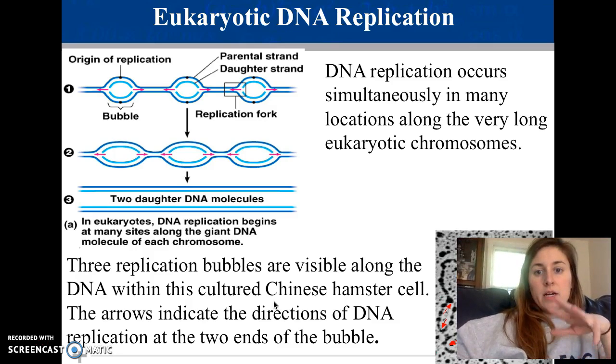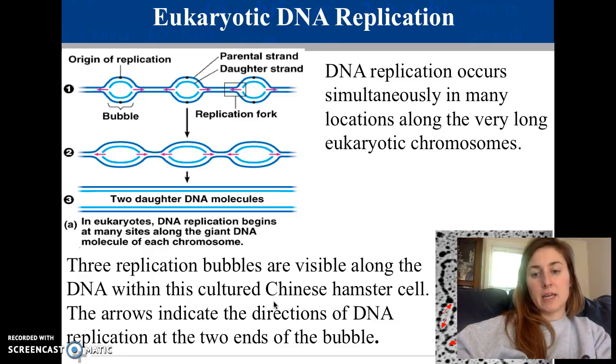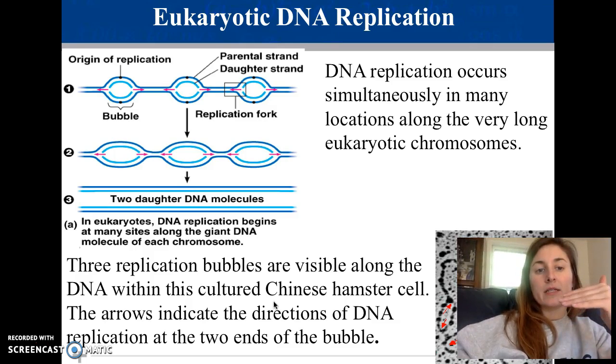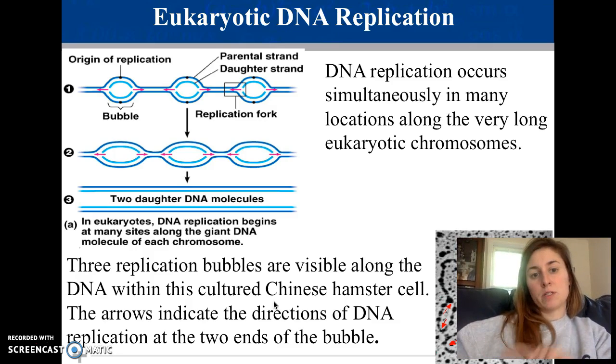Again, we look at this. DNA replication does occur simultaneously, but it's going to be in a certain direction. Basically, there are 3 replication bubbles that are visible in DNA when they looked at a hamster cell. And so replication occurs away from the bubble until they meet, and then they have the 2 new DNA strands. Because the DNA is so long, we have to have multiple regions of replication happening at once instead of just happening in one place.